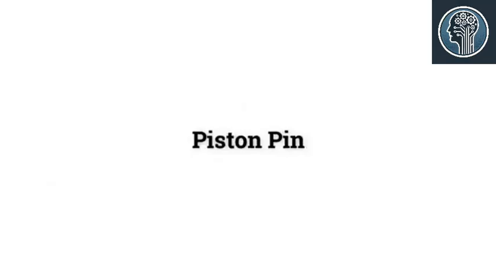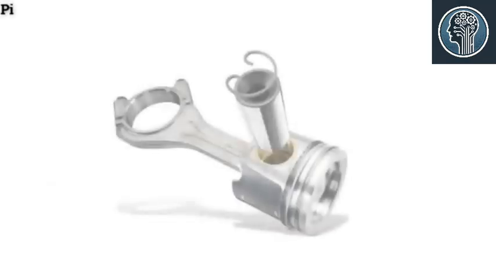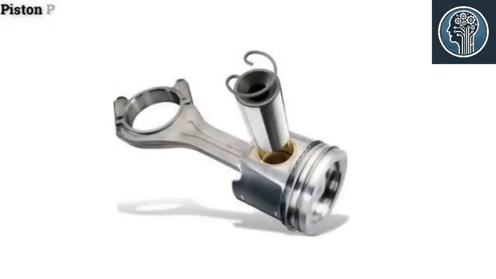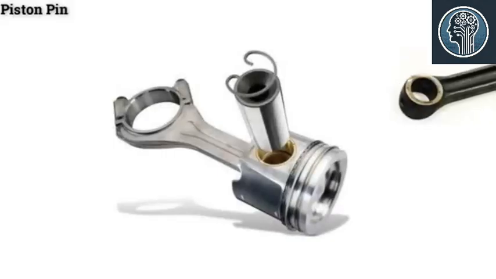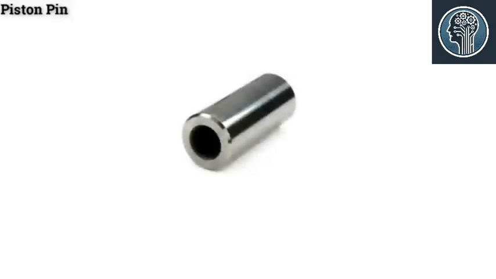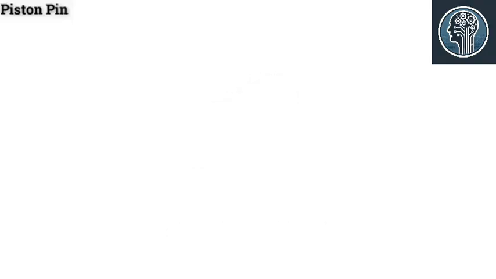Piston pin. The piston pin is also called wrist pin or gudgeon pin. It is used for connecting the small end of the connecting rod and the piston. It is made hollow to reduce weight, and it is made from case-hardened steel.